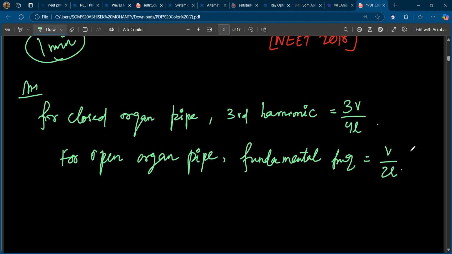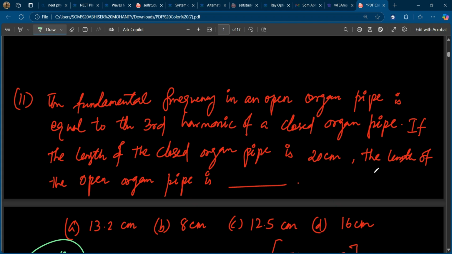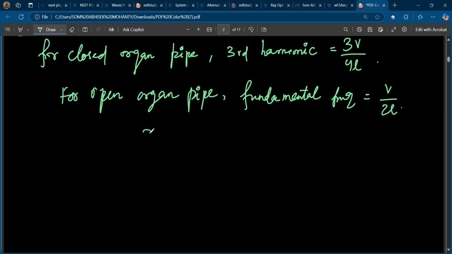So what is the question? Fundamental frequency in open organ pipe is equal to harmonic of a closed organ pipe. So just equate them. So 3v by 4L. Just one thing, we can write here closed, this is open. 3v by 4L closed is equal to v by 2L open. All right. So v cancelled out, and this 2 cancelled out.